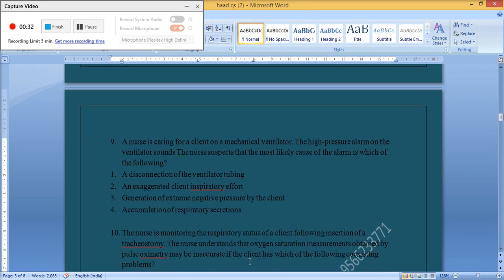The correct answer is 4. Accumulation of respiratory secretions.